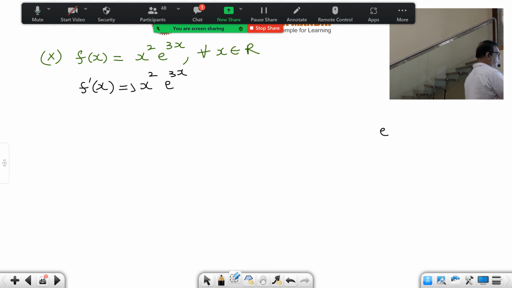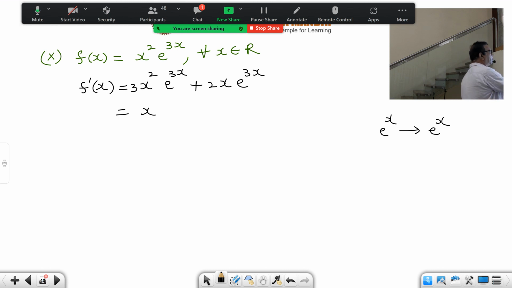Here I have to put 3. x square into, for e power 3x, for e power x the derivative is e power x only. So e power 3x, but 3x derivative is 3. Then for x square derivative 2x, 2x into e power 3x. Right. So we can take x into e power 3x common.